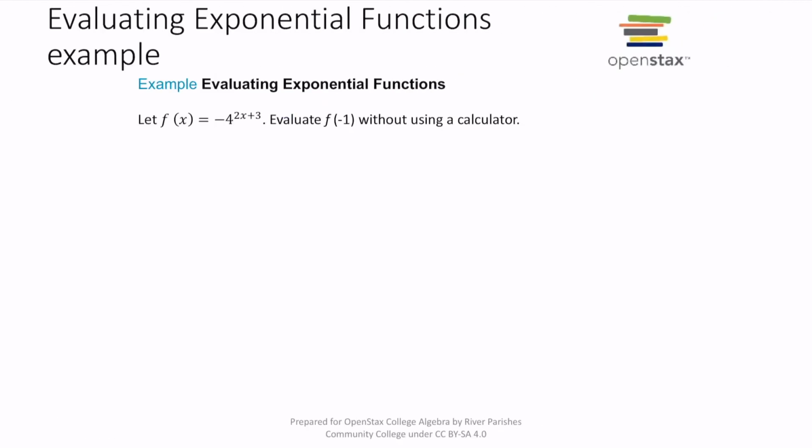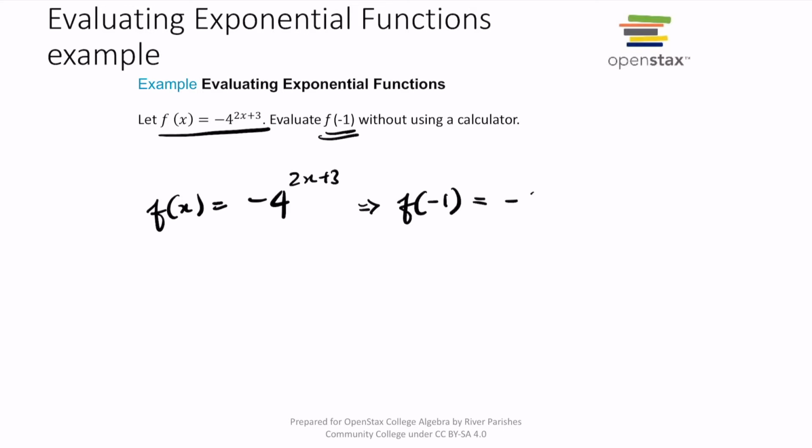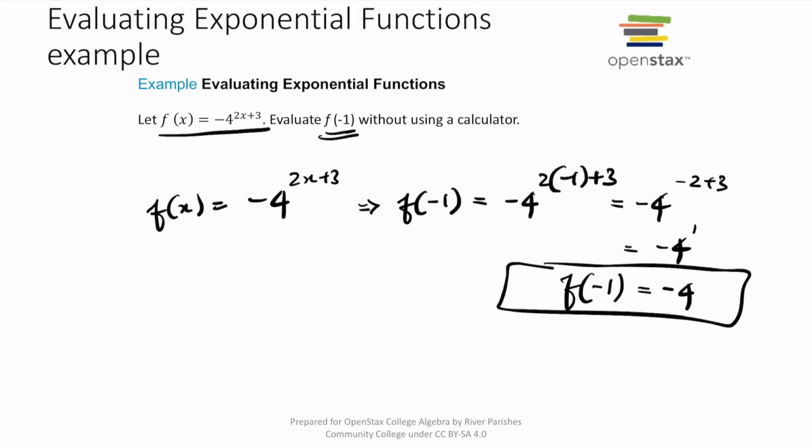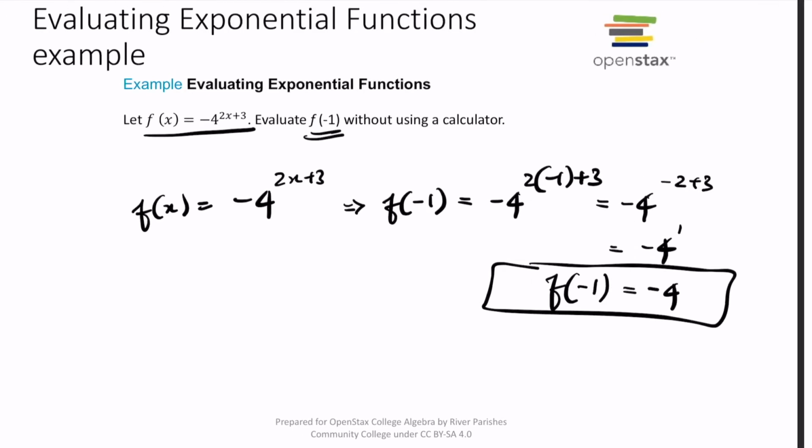Next, let's talk about this function, f of x equal to minus 4 power 2x plus 3, and they're asking us to evaluate f of minus 1. Given f of x is minus 4 to the power 2x plus 3, and we are finding f of negative 1, it becomes minus 4 power 2 times negative 1 plus 3. That becomes minus 4 to the power minus 2 plus 3, so minus 4 power 1, which is minus 4. So f of negative 1 is minus 4. This is how you can evaluate an exponential function.